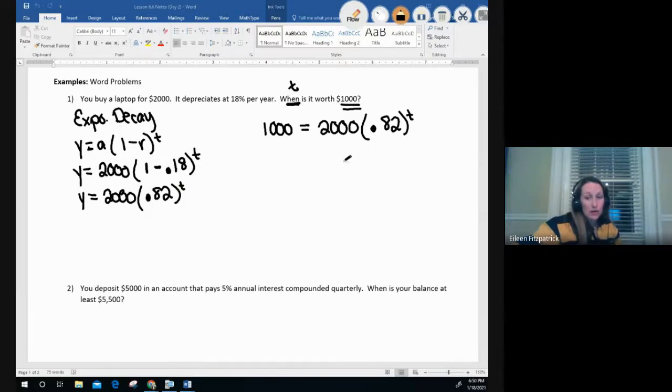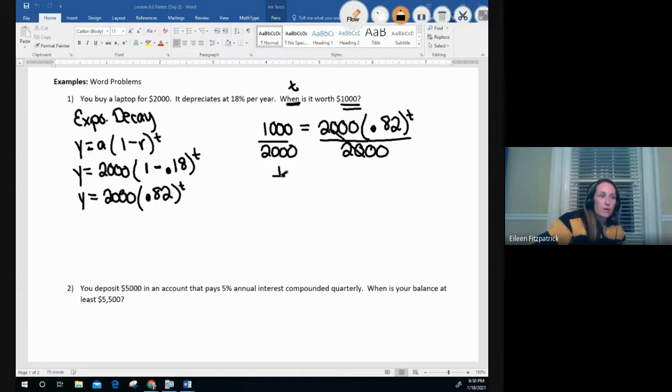But now we do know how to solve these problems, okay? Because we know how to get t out of the exponent. We can change forms. But first, let's isolate. So let's first divide both sides by 2,000. So I'm left with 1/2 equals 0.82 raised to the t. Now at this point, you can change forms, which is what I would do, or you can log both sides, okay? But I'm just going to stick with changing forms since we do that a lot throughout this chapter.